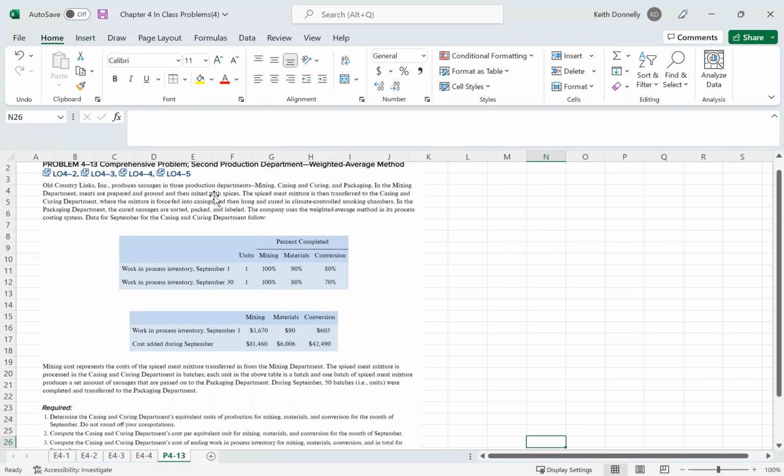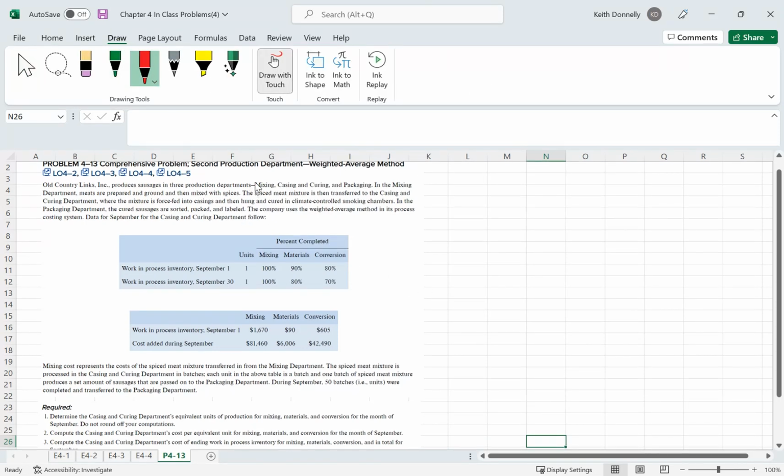And it has 3 production departments. I don't like when they put that in the middle, because it looks like there's actually 4. But they have mixing, casing and curing, and packaging. Now they say in the mixing department, meats are prepared and ground and then mixed with spices. So if you think about a sausage, it starts with raw meat, and they mix it up. They put the spices in. That would be the first step in the processing of sausages.